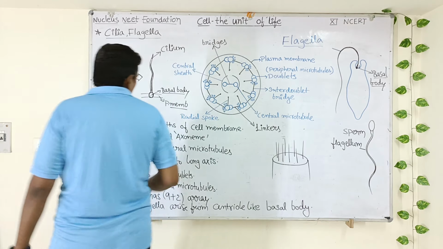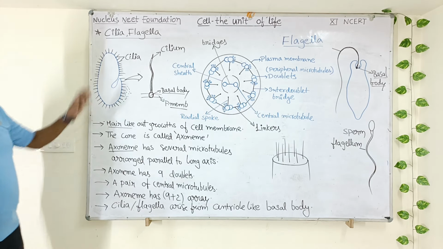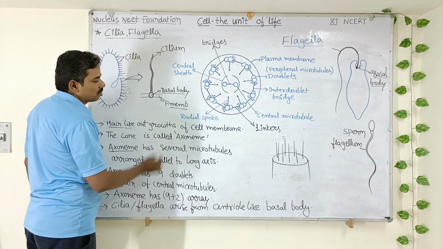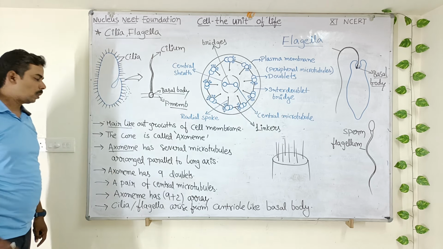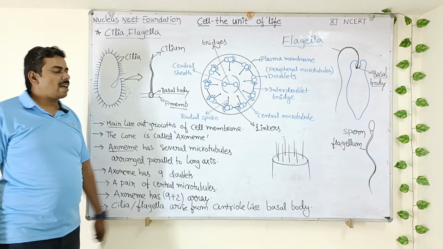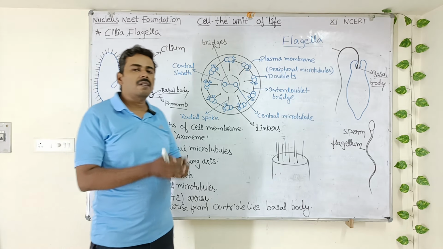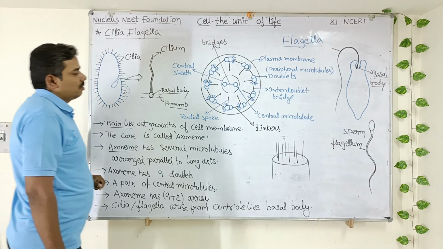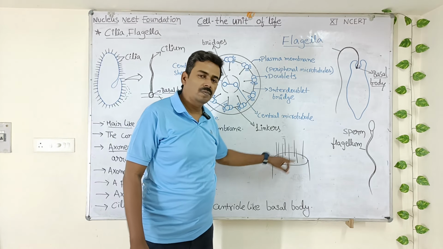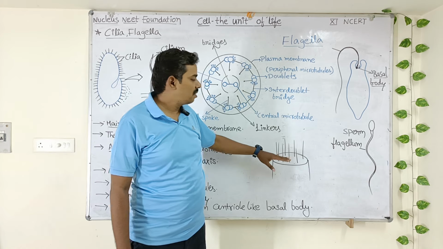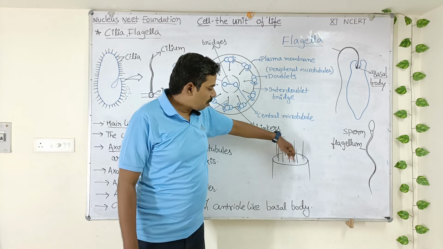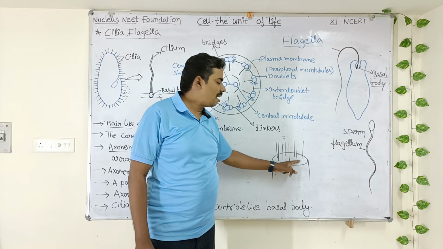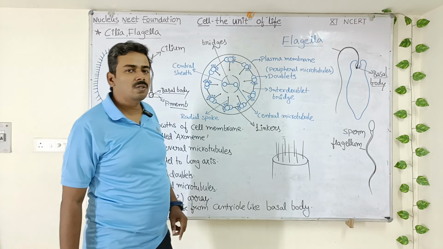Okay, so according to the definition of NCERT, cilia and flagella are hair-like outgrowths of the cell membrane. The core is called the axoneme. What is the core? The central part of cilium and flagellum is called the core. If you cut the cilium like this in transverse section, you get a more or less cylindrical structure. At the center, that region we are calling the axoneme.